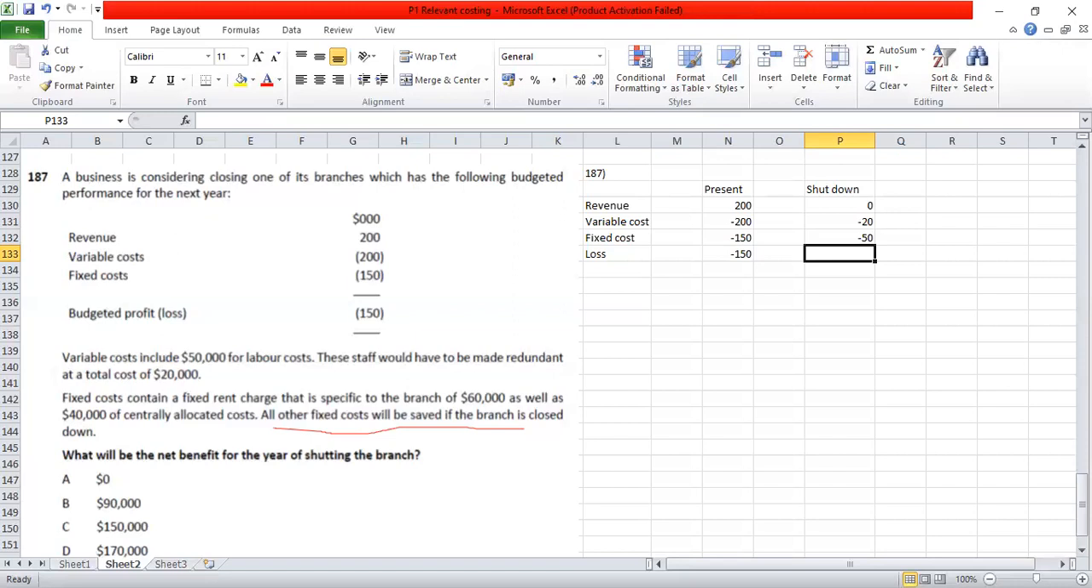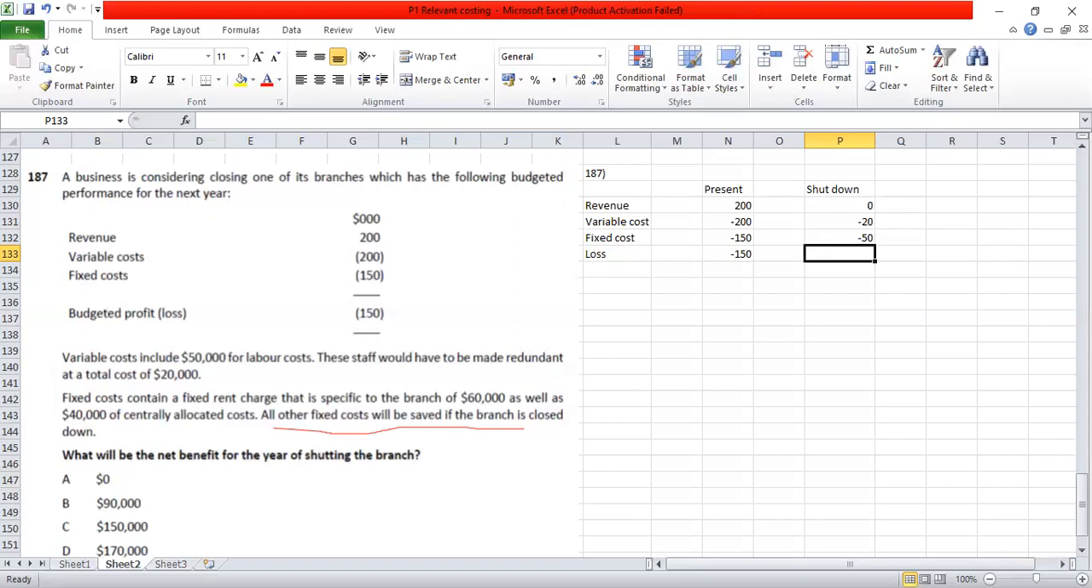What I was thinking is, because of shutting down, there would be no fixed rent incurred, and since the unit is shut down, no centrally allocated cost will be allocated to this particular unit. Out of 150 fixed cost, 100 is not incurred, so the rest of them will be incurred, 50. That is what I assume. All of the fixed costs will be saved.